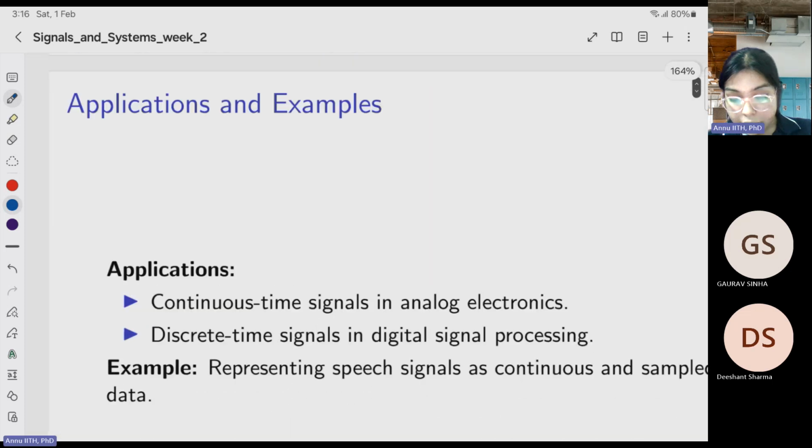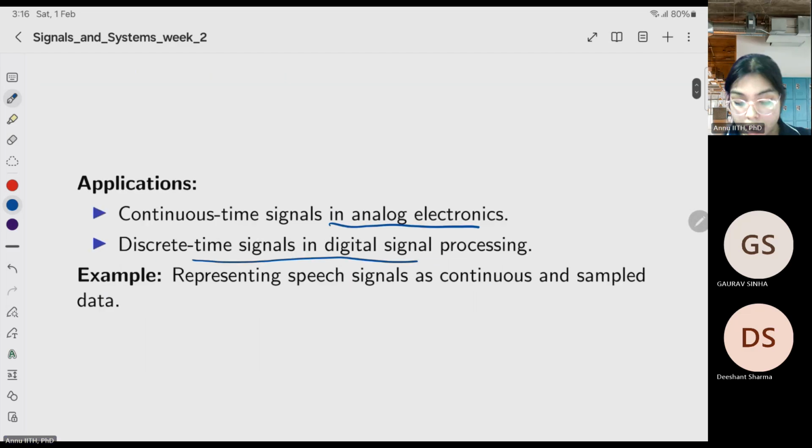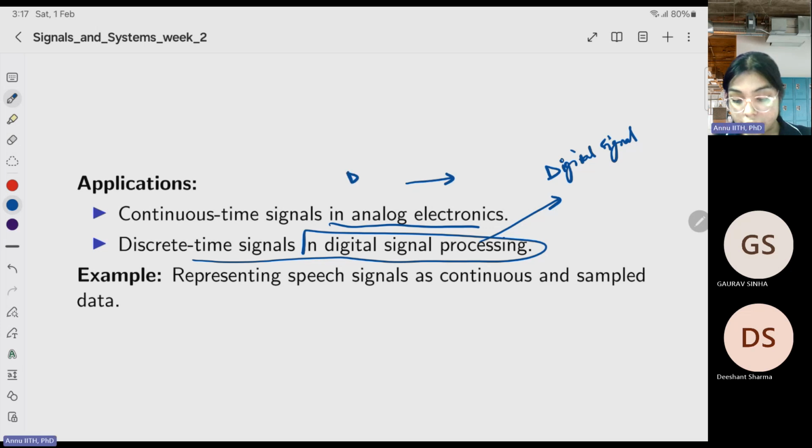Now, what are the applications and examples? If you talk about applications, in electronics and signal processing, in this sense we are using it in digital signal processing, obviously, because in order to have the digital signal, we need to discretize. Then we feed it to the quantizer, and then finally we get the digital signal. In digital signal processing, we will usually see this digital signal.